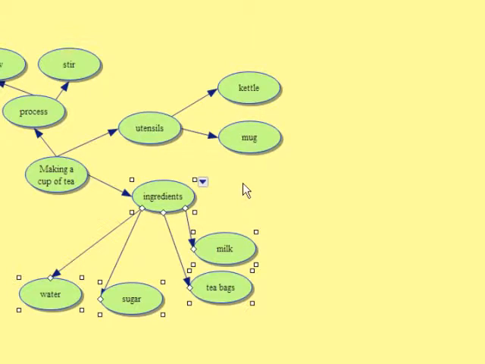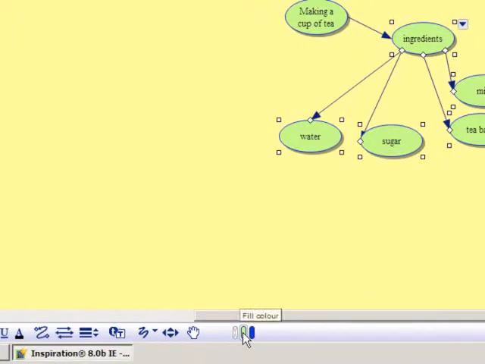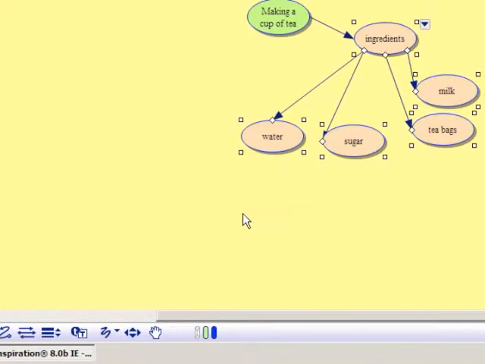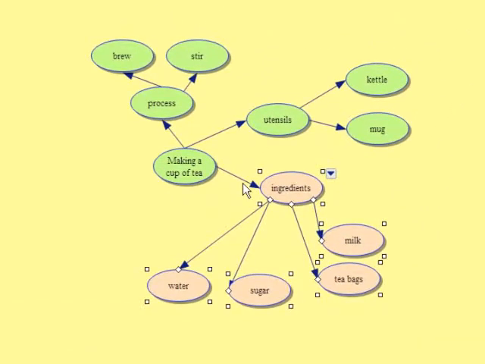So I've selected all of the symbols under ingredients. Now I'm going to change the colours of ingredients to pink. Now if I show you the whole of the diagram, it should be obvious to see that whilst I can still see the whole diagram in one go, ingredients immediately stand out as a separate element.